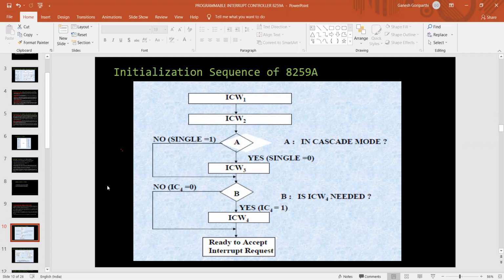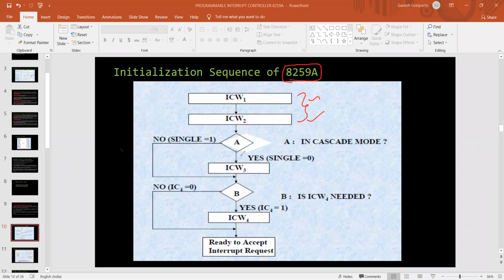Okay, for a common 8259 operation, for any common 8259 operation, we have to write 2 different command words, 2 initialization command words compulsory. These 2 initialization command words are compulsory for any general 8259 operation.